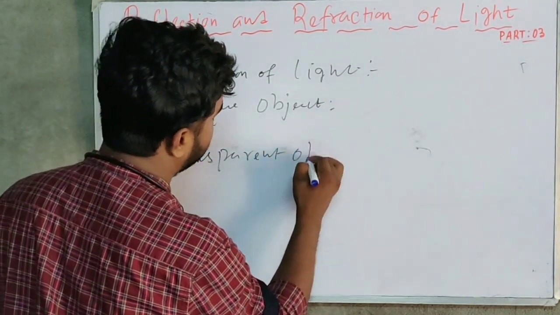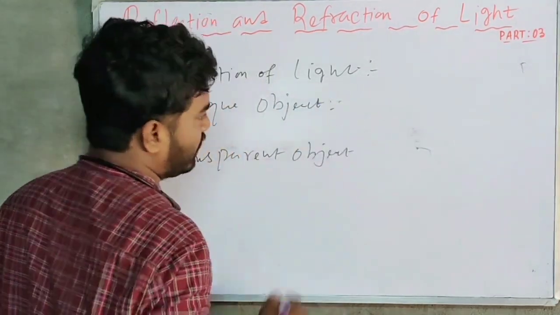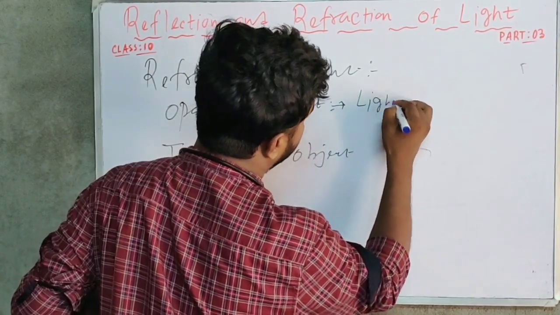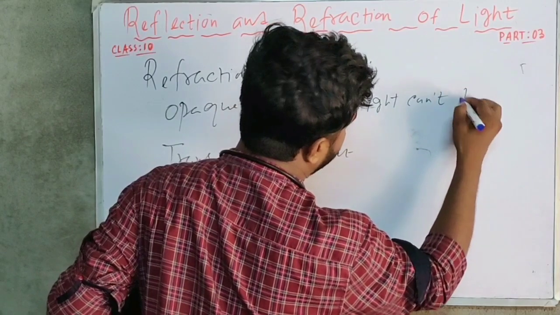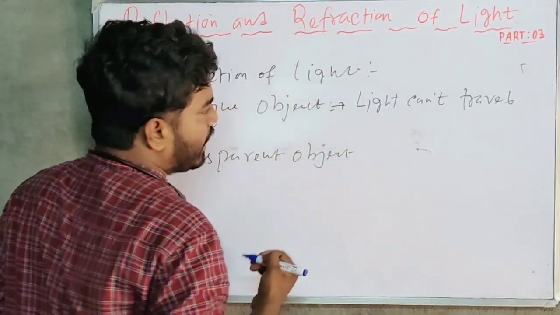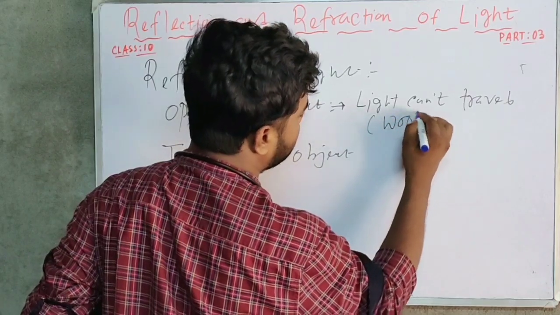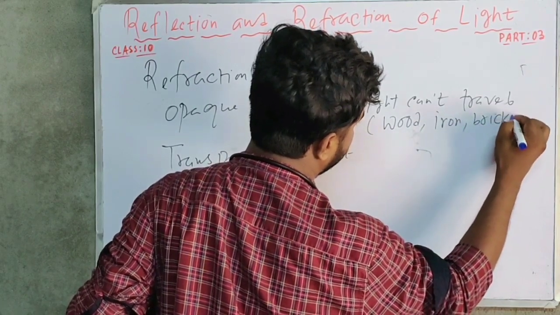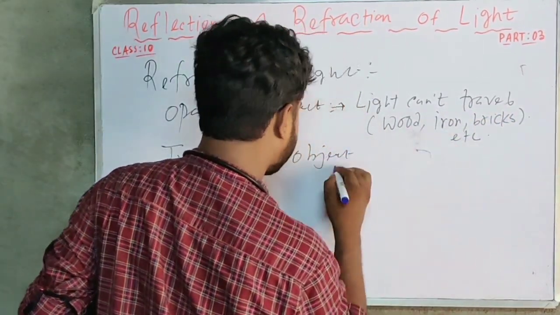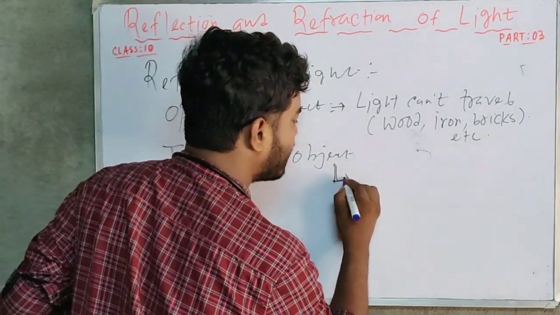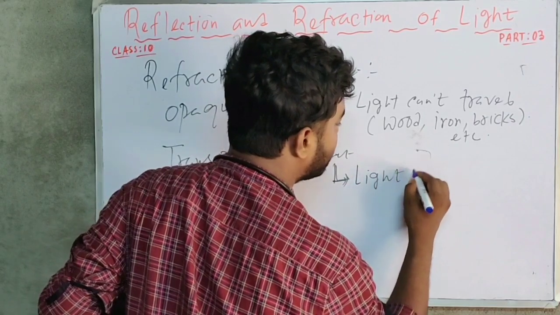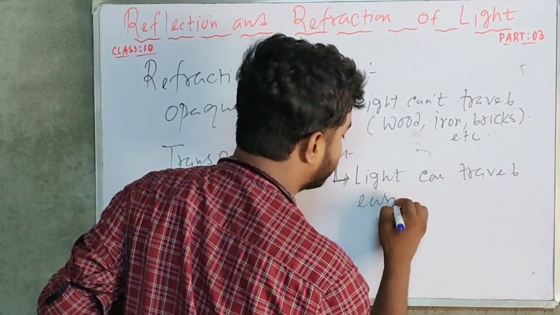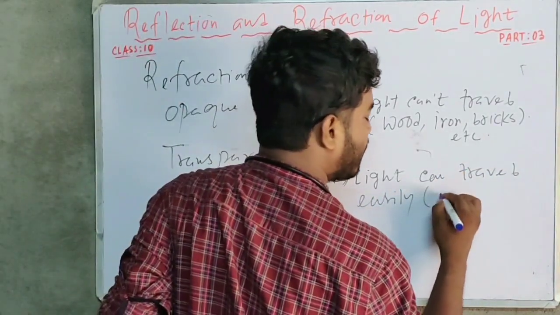In an opaque object, light cannot travel. The examples are wood, iron, bricks, etc. Light cannot travel through wood. And what is a transparent object? In a transparent object, light can travel easily.